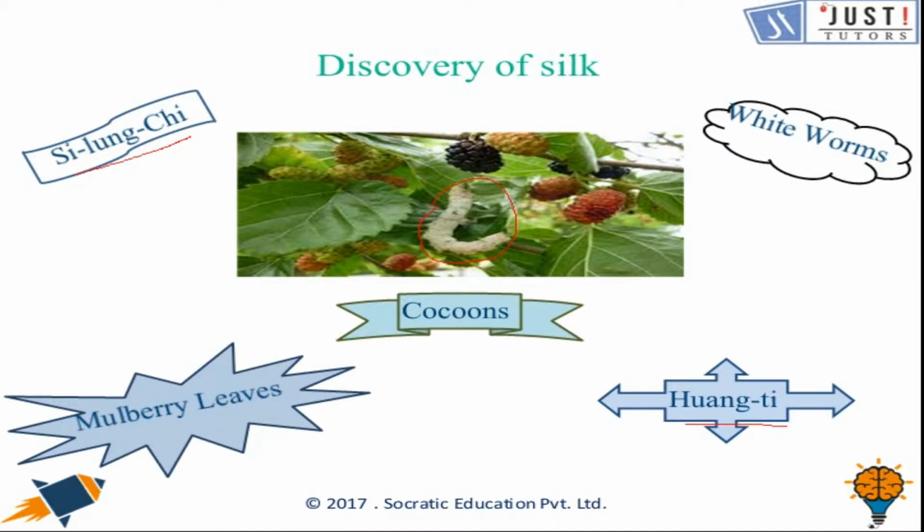A cocoon accidentally dropped into the empress's cup of hot tea, and a delicate tangle of threads separated from the cocoon. This led to the discovery of silk. You can see the white worms and the mulberry leaves. So basically this is how the discovery of silk took place.